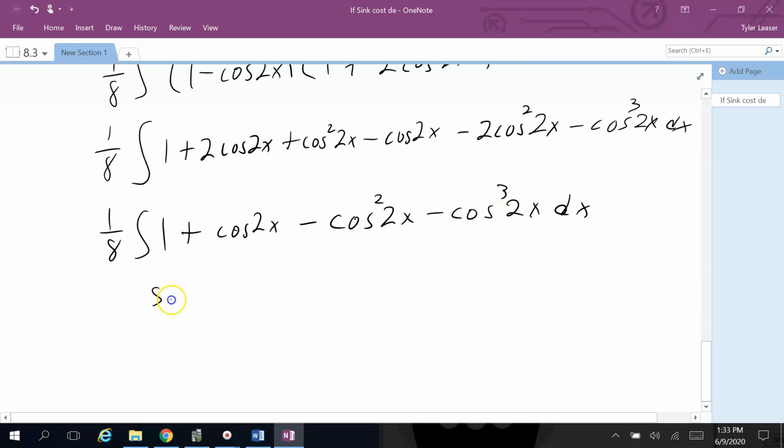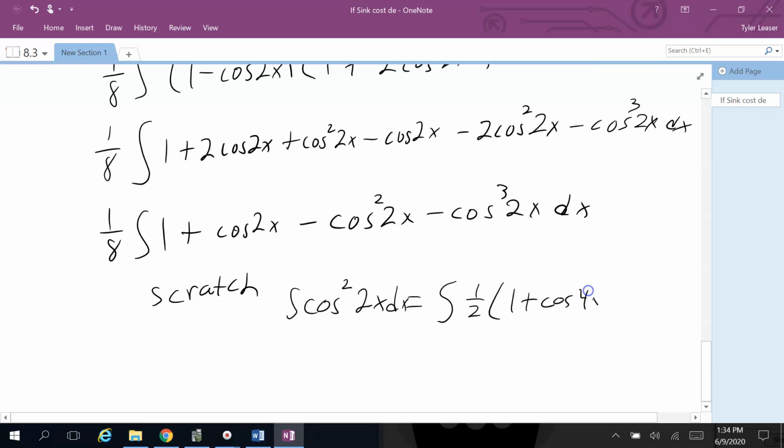So now I'm going to go over to scratch paper and find these two integrals separately. So that integral of cosine squared 2x dx, let's find that one. Here we're going to have to do that same substitution. So this is going to be 1/2, and we have to be a little bit careful here, (1 plus cosine 4x) dx. Now we have to double the angle again.